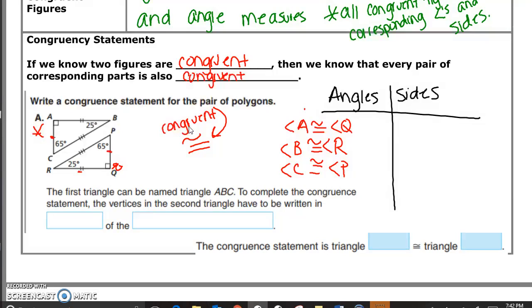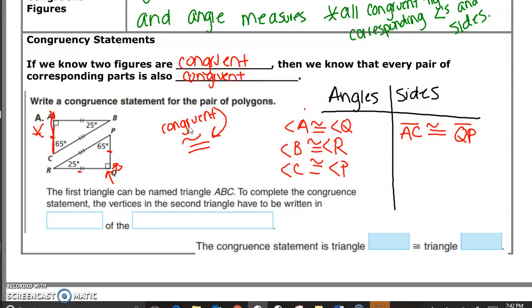Okay, so talking about the sides, we have to match up those corresponding sides. I'm going to start with the line with just one dash. That's the line AC, and again with that congruent sign, is congruent to the other line with just one dash. And now this has to match up. Angle A is what I started with, and that was 90 degrees, so I have to start with my 90 degree angle over here. So I have to list QP is the line that it matches up with.